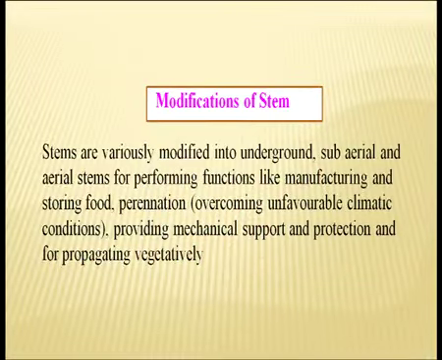Then now let us see some of the modifications of the stem. The stems are variously modified into underground, subaerial and aerial stems for performing functions like manufacturing and storing of food. What is the main function of the stem? Basically, the stem has to display the leaves in such a manner that they gather sunlight sufficiently to perform the function of photosynthesis. And also perennation, storage of food. So, there are multiple functions that a stem performs.